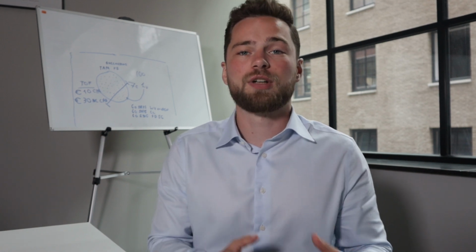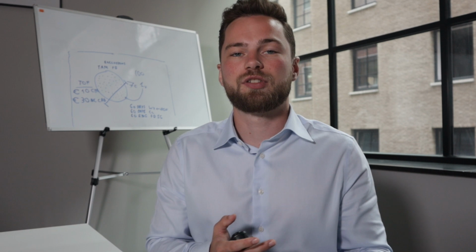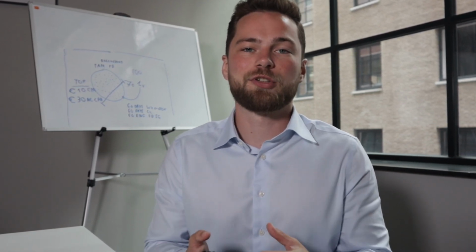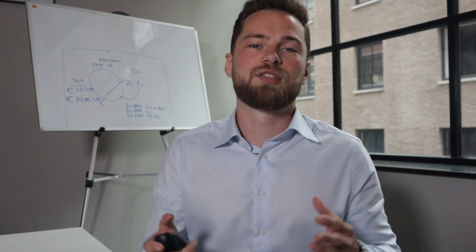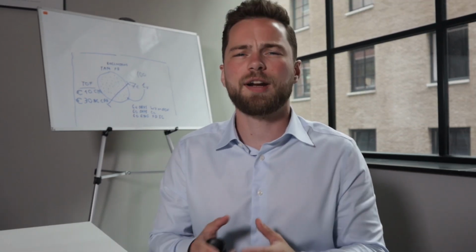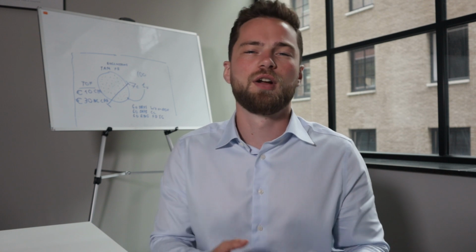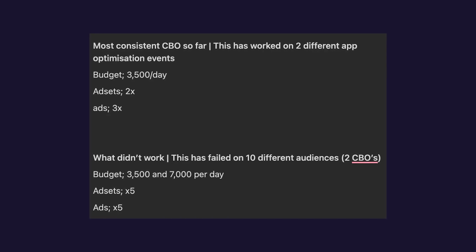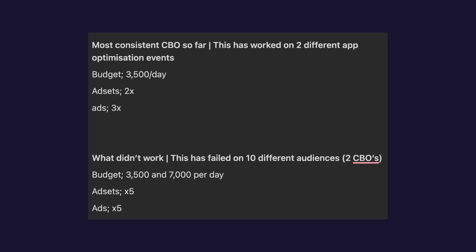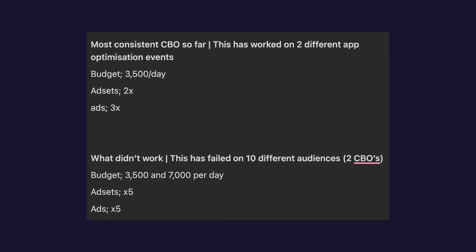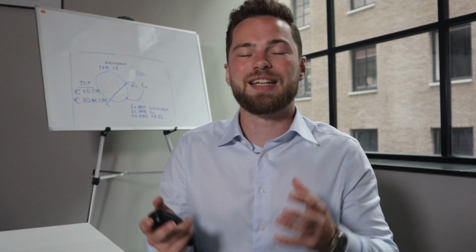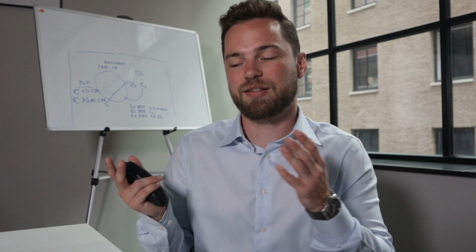When first starting out, I like to take note of the different CBO structures that I've tested and the starting budget of those campaigns, as these can generate different results. What I noticed for this specific ad account was that a CBO with 2 ad sets and 3 ads performed a lot better than 3 ad sets and 3 ads.